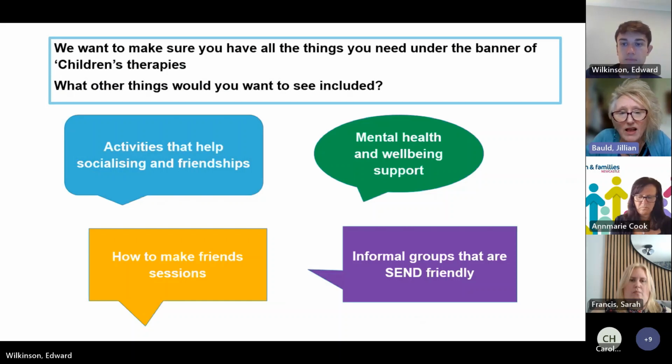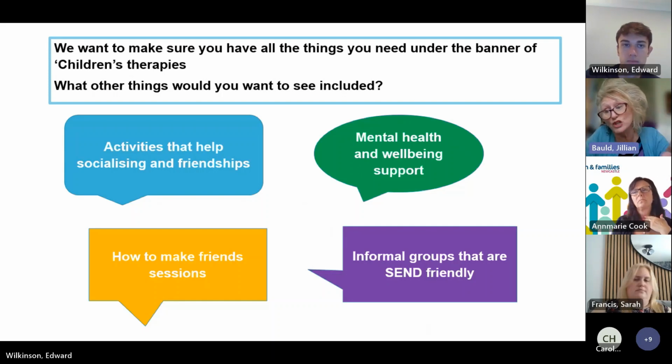So really this area is about making sure that you have all the things that you need under the banner of children's therapies. What our parents have told us is that it's all those other things, that holistic approach to supporting your child or your young person. So that could be around mental health and well-being. It could be about activities that help a child or young person socialise and have friendships. And we know from what our young people have told us that this is a massively big area for them, one of the most important and protecting factors for them.